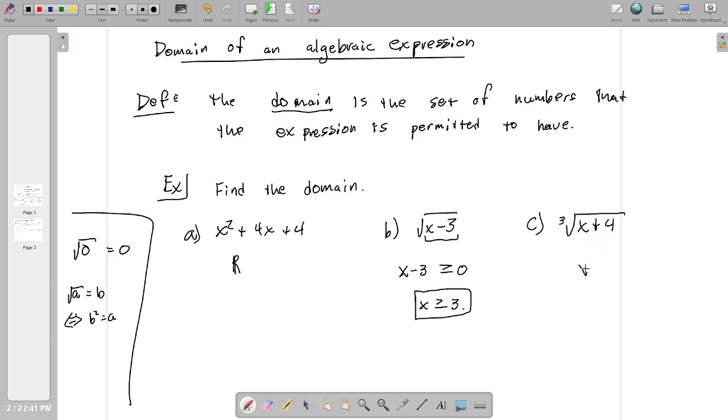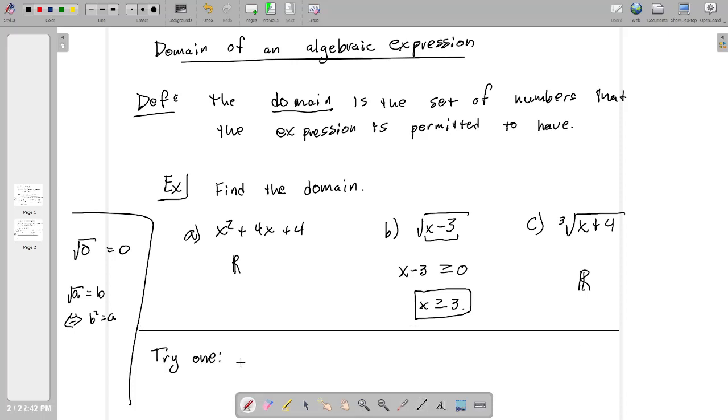So let's say that x is equal to negative 5. Then we're looking for the cube root of negative 1. This works. The cube root of negative 1 is negative 1. So we can use negative numbers. So in this case, we actually have that the domain is all real numbers, because there are no values for which this expression will not be resolved to an actual number.